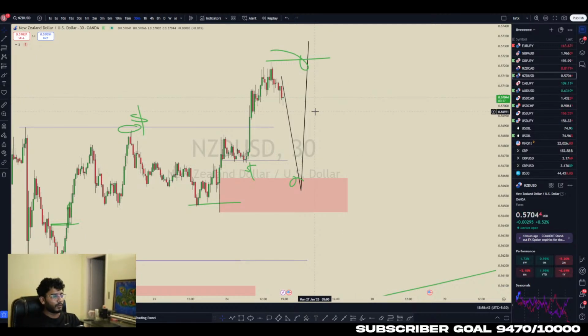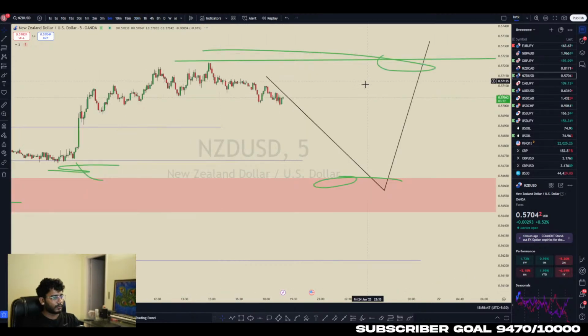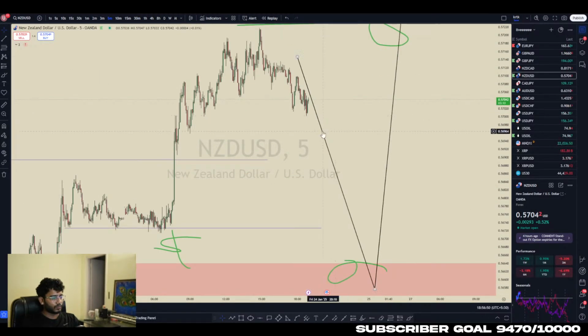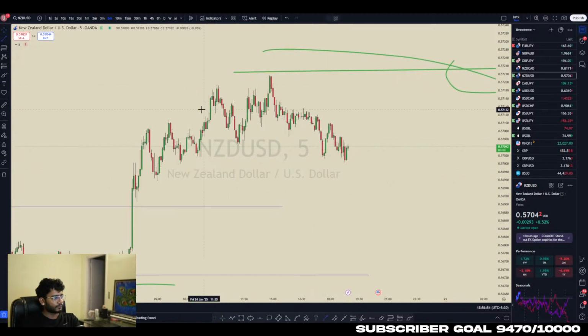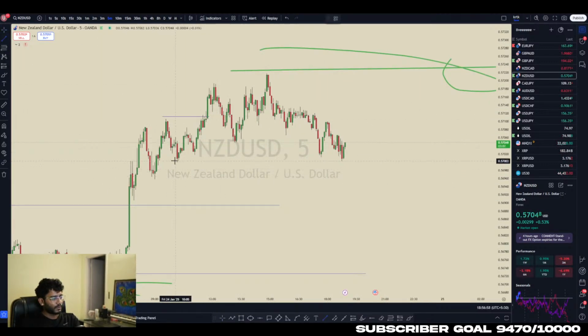So NZD, look for buy side, but right now on 30 minutes we can see there is a pullback. So you can look for sell side from here. Price broke the structure. This structure was broken by this low. It's still not broken it. So let's wait.